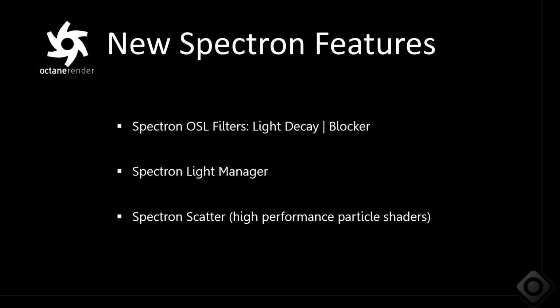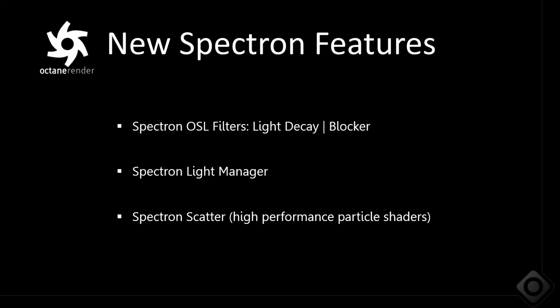You're going to have light decay blockers that, internally, we'll write in OSL, and we'll ship it inside of Octane Core, but it'll be expandable. We're also building a full light manager, and we're also working on something called Spectron Scatter, which is going to basically be a point instancer for Spectron point lights or point spheres. And you'll be able to write shaders that could do high performance particles with that.